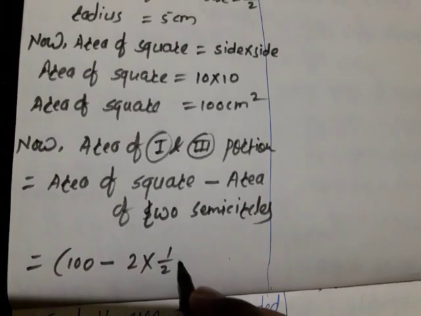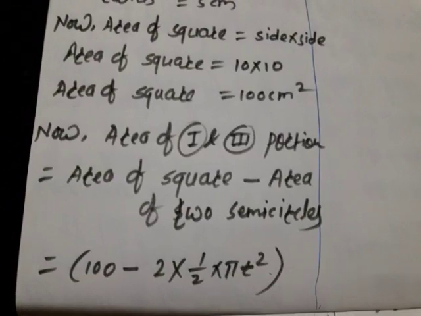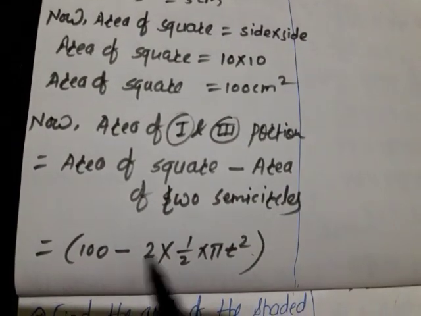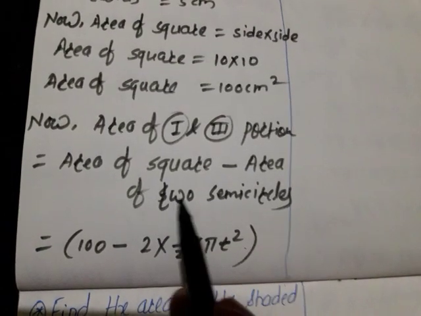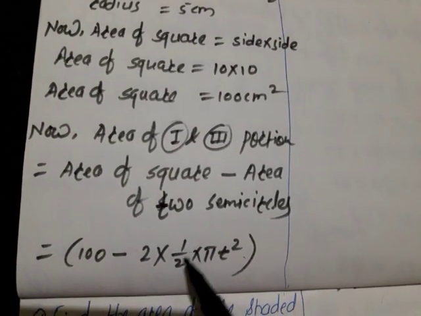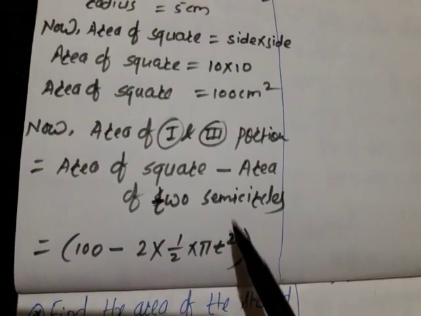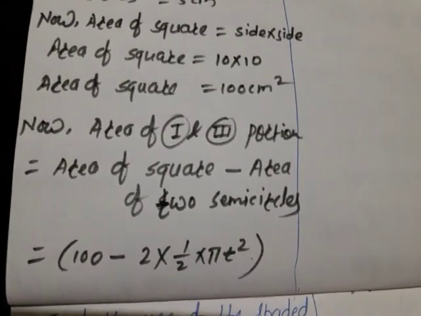So half into pi r square. Do you understand what I wrote? Look here, area of square we got as it is, minus 2. Why is 2 written? Because 2 semicircles are there. Into half, why is it written? Because a semicircle is half of the total circle and pi r square is the area of the total circle. Do you understand what will happen here?